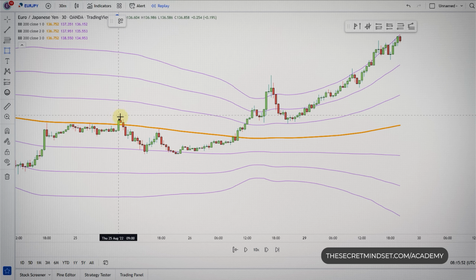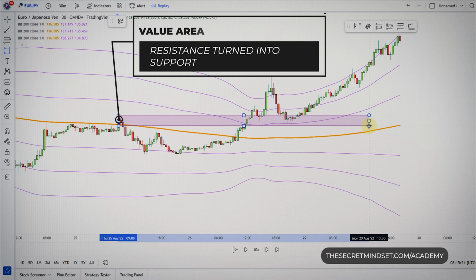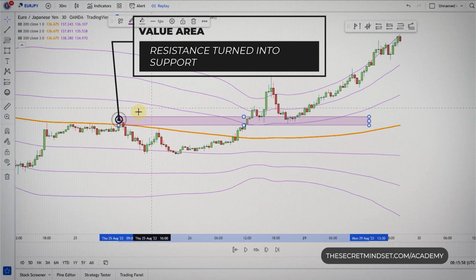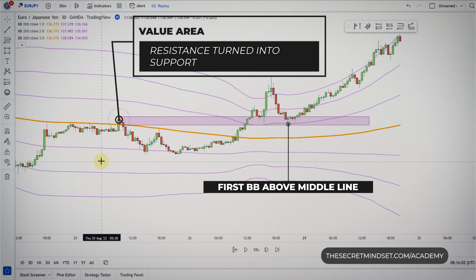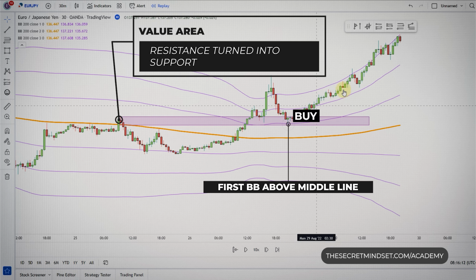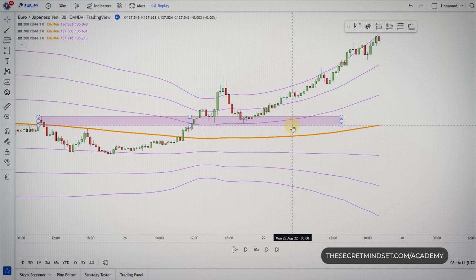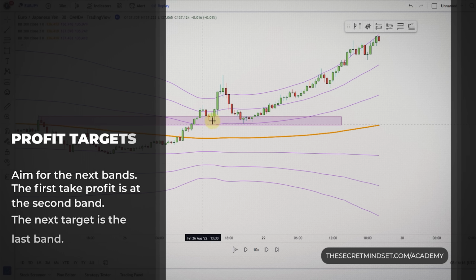Now look here, price broke above the middle line and also broke this resistance level, which now will potentially act as a support. Here's our value area. The first band above the middle line and this level are aligning on the same point. So a buy trade in the strong trend area is a decent trend continuation opportunity.